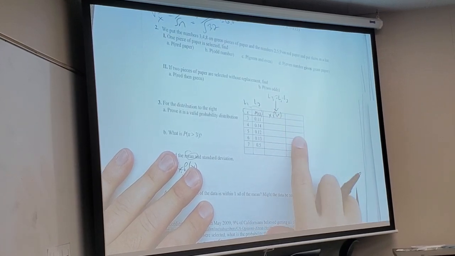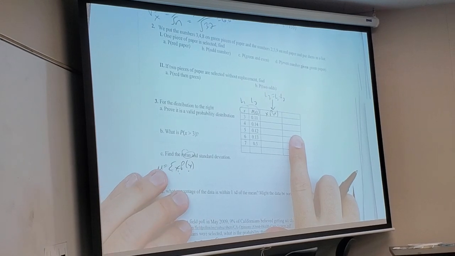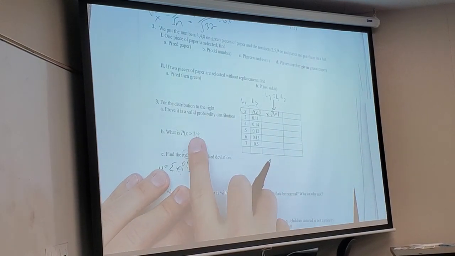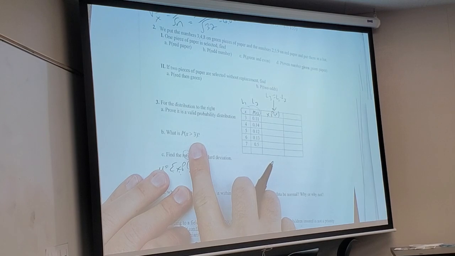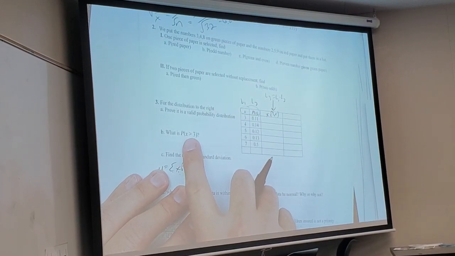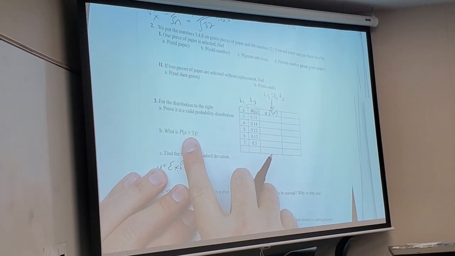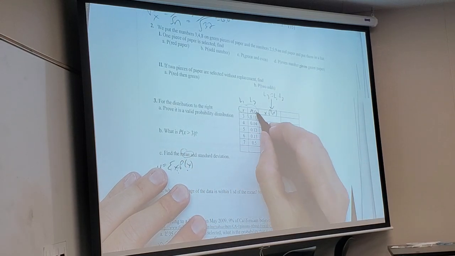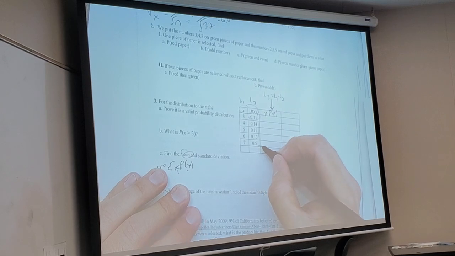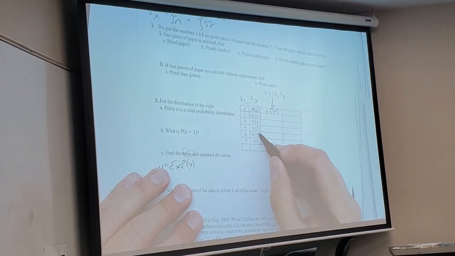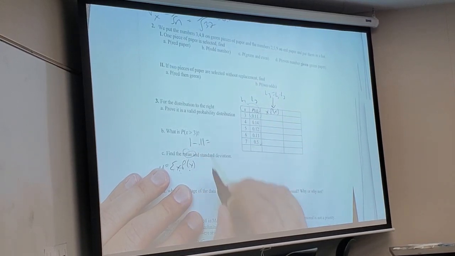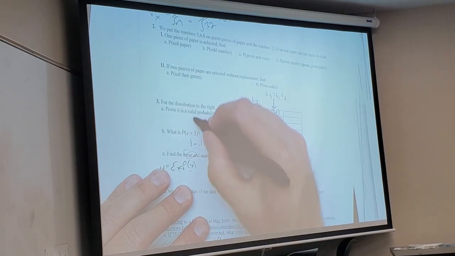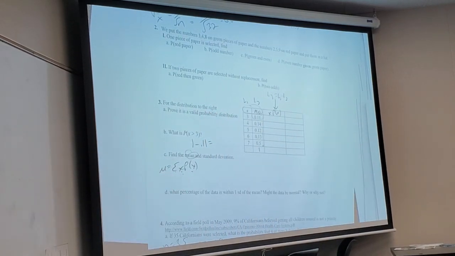We did a decent number of these. I don't know if you guys remember how this works. What's the shortcut to answer part B? I want the probability that x is greater than 3. Well, if that's 11%, what amount should be greater than it? Well, I can add those up, or I could just do 1 minus 11%, right? Because you would have checked, these do add up to be 1, so you would have checked that.